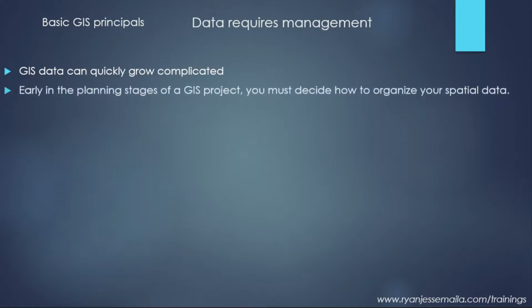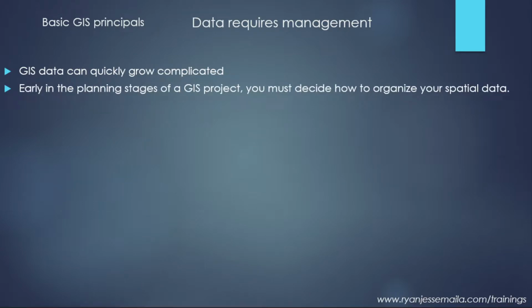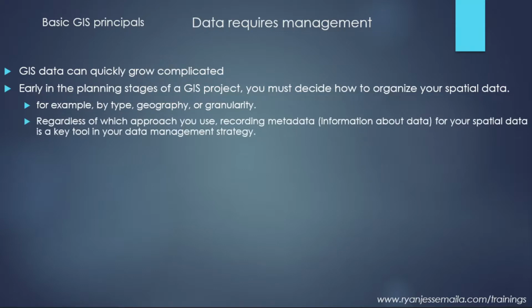So the other principle, which is the last one, is that data requires management. Quite important to understand, because GIS data can quickly grow complicated and you don't know which is what, where is what, and everything. So early in the planning stages of a GIS project, you must decide how to organize your spatial data so that you are not confused. For example, you could say by type, by location, by granularity, and so on and so forth.